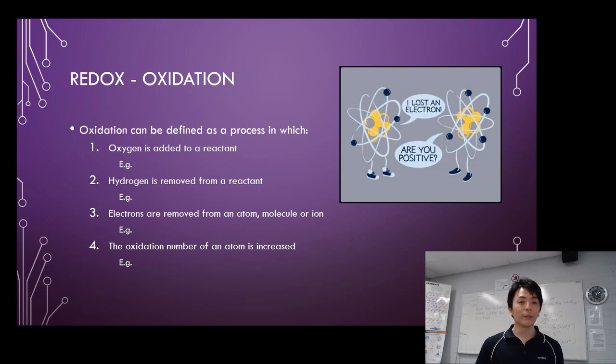All right. Now, these are the rules for you to identify what oxidation looks like. I want you to leave some gap for examples to go. I'm just going to go through the rules that you would use to recognize oxidation. Oxidation can be defined as a process in which, one, oxygen is added to a reactant. You're oxidizing it, you're putting oxygen into it. Simple. Two, hydrogen is removed from a reactant. Three, electrons are removed or lost from an atom, molecule, or ion. Four, the oxidation number of an atom is increased, say 2 plus to 3 plus, or 2 minus to 0. So that's an oxidation.